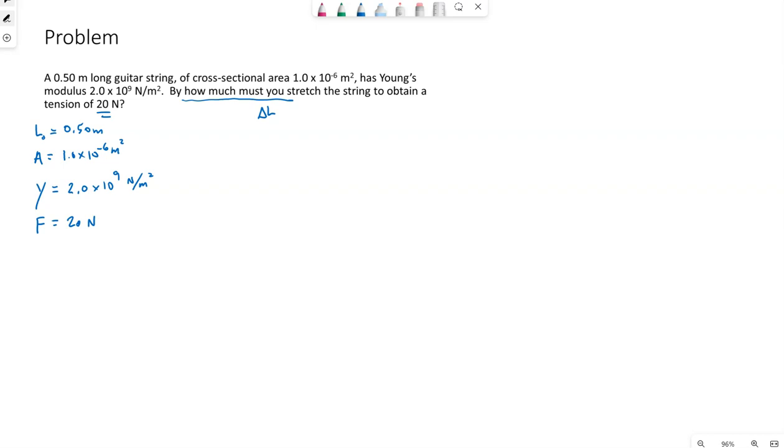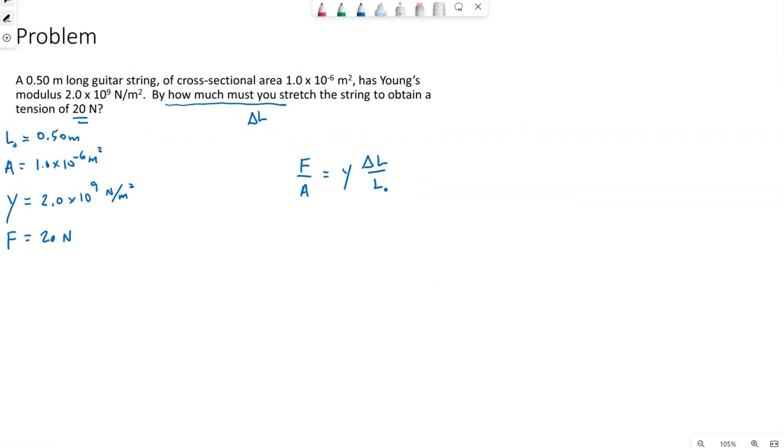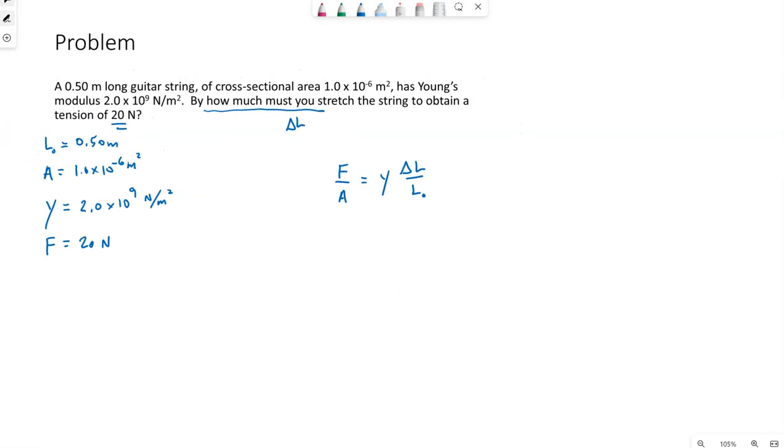Since we are just stretching the string, we're making it longer, that's why we want to work with Young's modulus. So the stress, the force per area, is equal to Young's modulus times the strain, which is delta L over L naught. Looking for delta L, we can bring L naught over, we can bring Y over, and that leaves us with delta L. So we want the force to be 20 newtons.